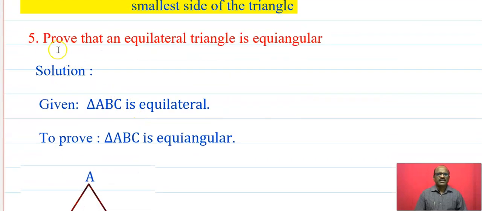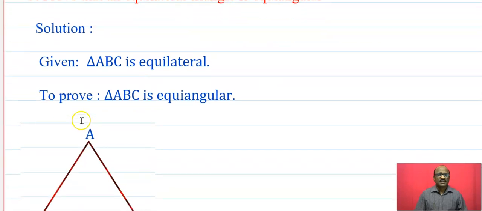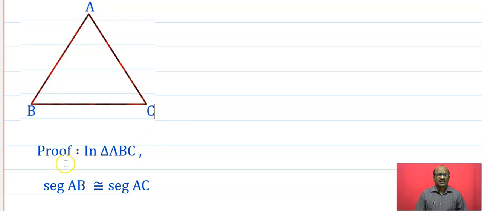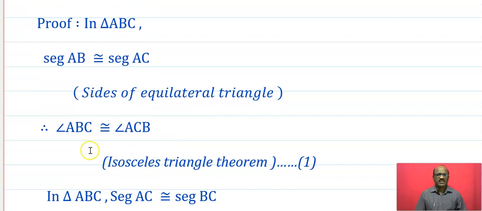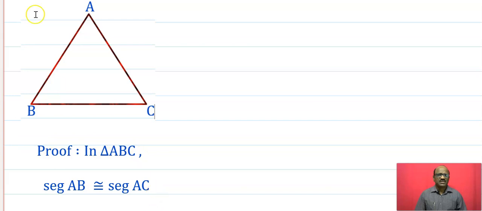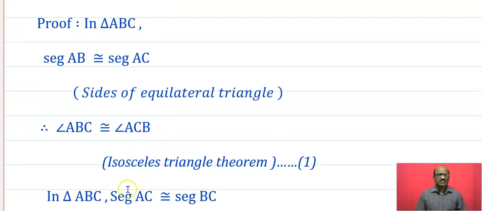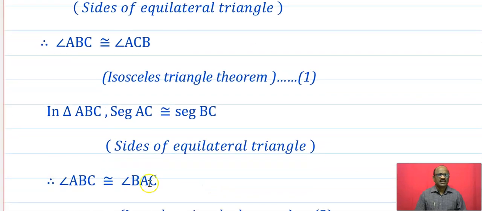In this way. Now the next, prove that an equilateral triangle is equiangular. Triangle ABC is equilateral. Now we want to prove that triangle ABC is equiangular. In triangle ABC, AB is congruent to AC because they are sides of an equilateral triangle. As the sides are congruent, therefore the measure of angle ABC is equal to the measure of angle ACB, by the isosceles triangle theorem. In triangle ABC again, AC is congruent to BC, again the sides of an equilateral triangle.